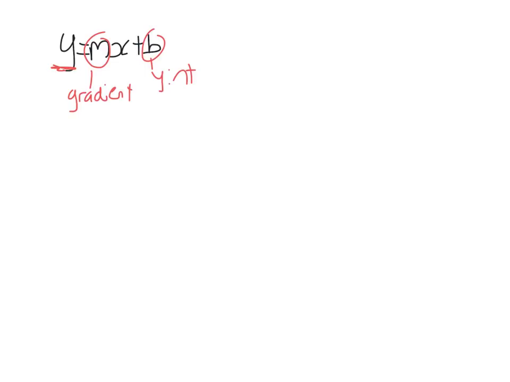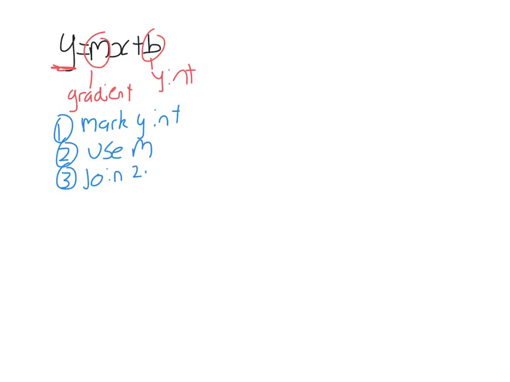So this method is pretty logical. You just use these two things to find 2 points. So what you do is you mark the y-intercept. Secondly, you use the gradient to find a second point. And the third thing is you just join up the 2 points. Because remember what I said?